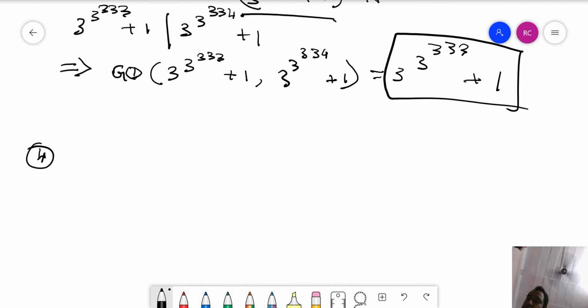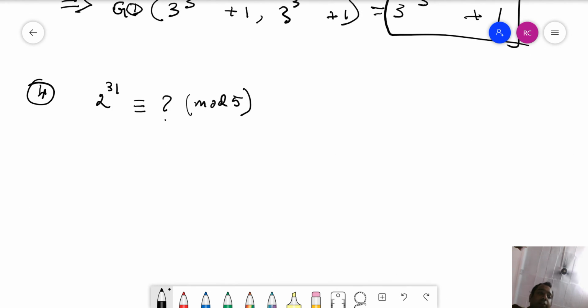Question number 4 asks us to find the remainder when 2 to the power 31 is divided by 5. Okay, before we solve the problem, let us theorize a bit. We have something called Fermat's little theorem.